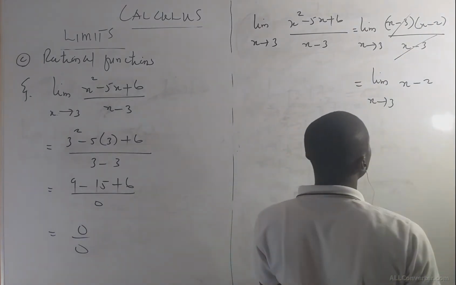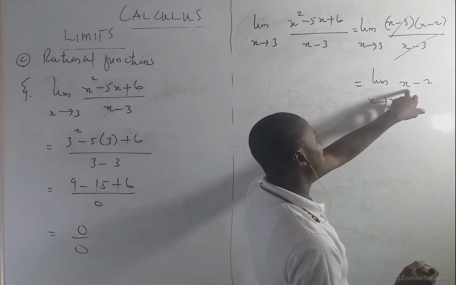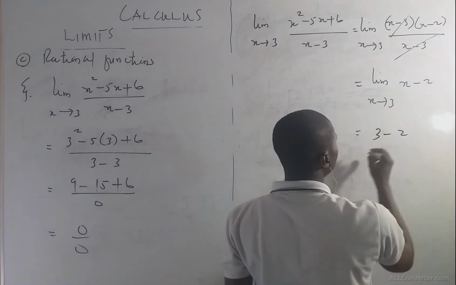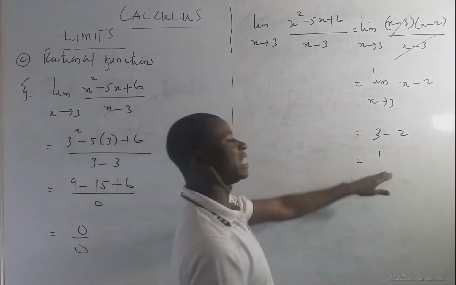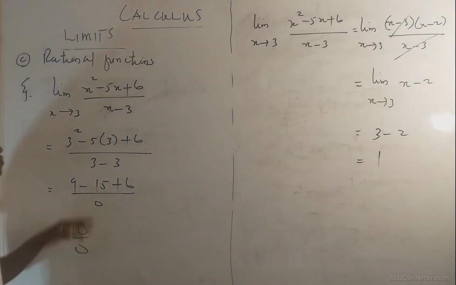And so now the limit as x approaches 3 of x minus 2. Wherever we see x in the function, we substitute that by 3. In doing that, we are going to have 3 minus 2, and this is giving us 1. So you see that we are getting the answer 1 from the same question. So when you are getting 0 over 0, then you need to manipulate the function so that you'll be able to solve for it.